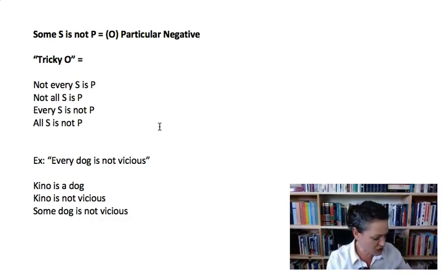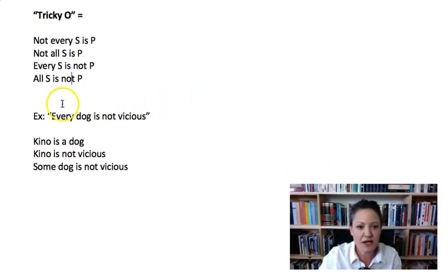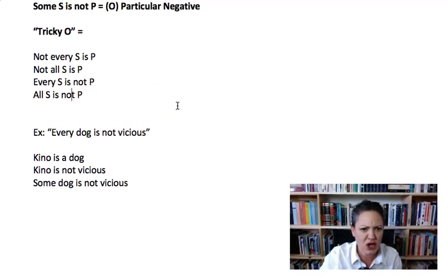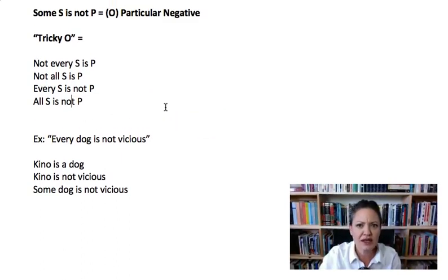You can get tricked by the tricky O. I'm going to put my books over here, and I'm going to give you an example. Here's an example from, I think, the McCall book: "Every dog is not vicious." So that's saying not all dogs are vicious, right? Here's an example. Kino, who's here on the floor, is a dog, and Kino is not vicious. So some dogs are not vicious. So you can see from this example that "every dog is not vicious" is the same as "some dog is not vicious." At least one dog, and I have him. He's in this room right now.